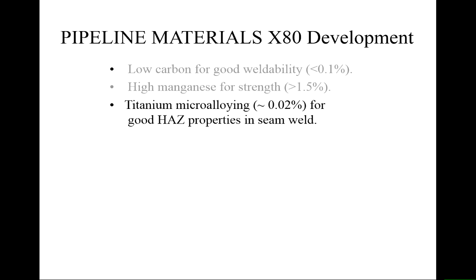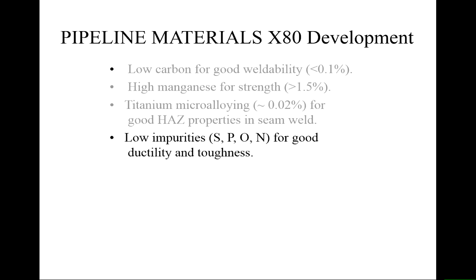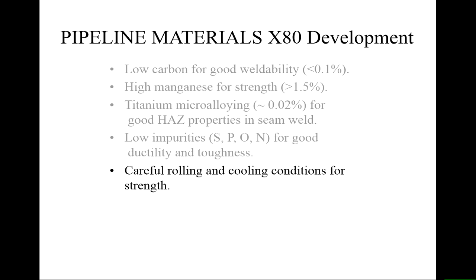What titanium can do is it can preferentially get at the carbon. It can react to form carbides there in thermal cycles, and so you can restrict the amount of martensite formation for that reason. There are low impurities. Sulfur is controlled, phosphorus is controlled, oxygen is removed in the steel making process as best we can, and nitrogen is controlled by the killing of the steel, and that gives us good ductility and toughness. We control the rolling conditions and the cooling conditions, accelerated cooling, as I mentioned before, to get the right sort of strength.